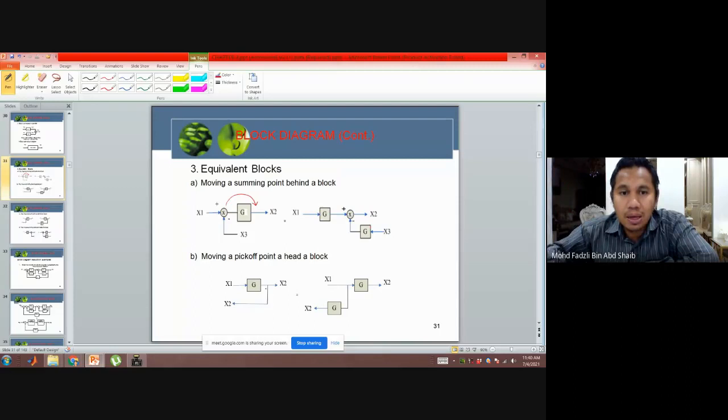Okay, this one is moving a pick-off point ahead of a block. Initially it is at the front, and we bring it at the back. We need to bring it at the back here, so we need to add G here. We need to add one more G here.